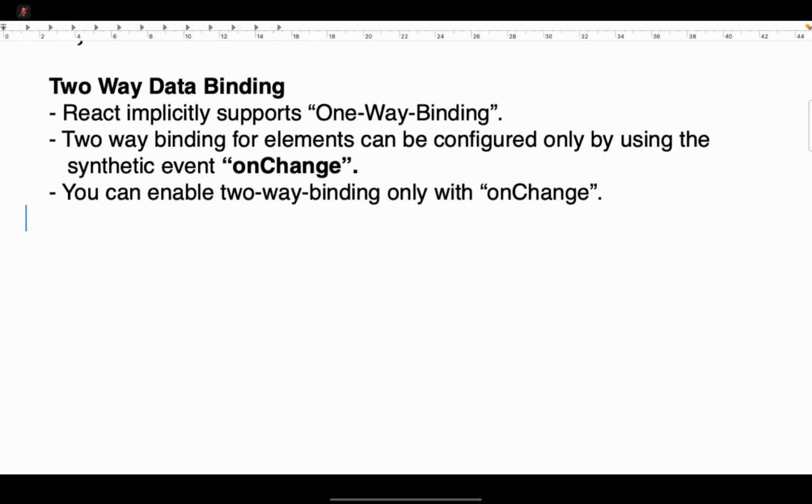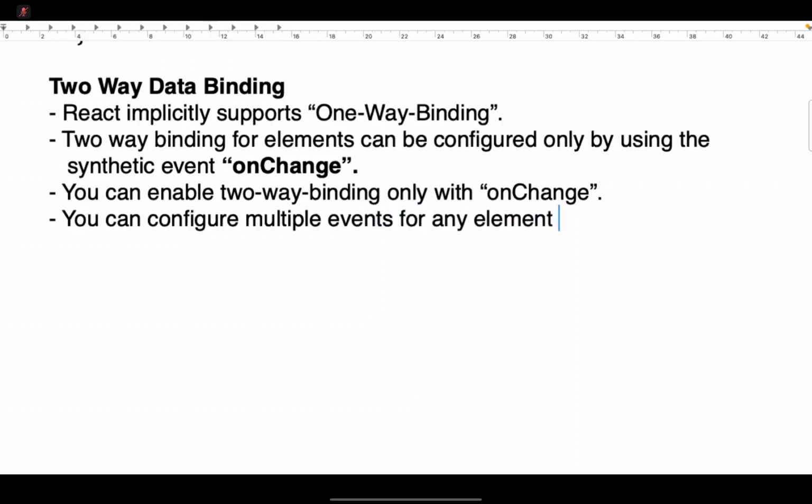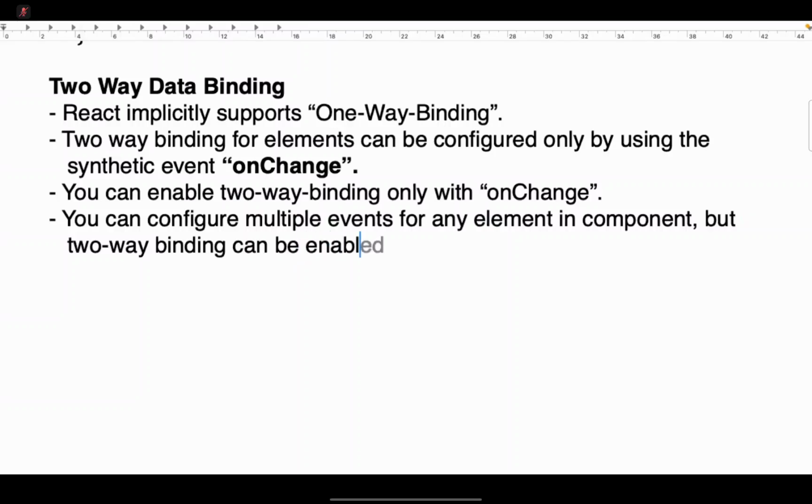So here one important point is you can configure multiple events for any element in a component. But two-way binding can be enabled only with on change. That is the point. Two-way binding can be enabled only with on change.